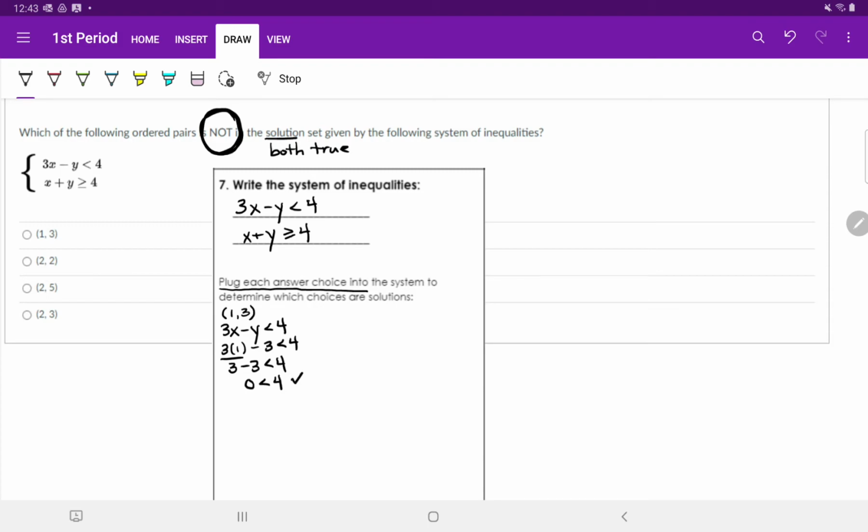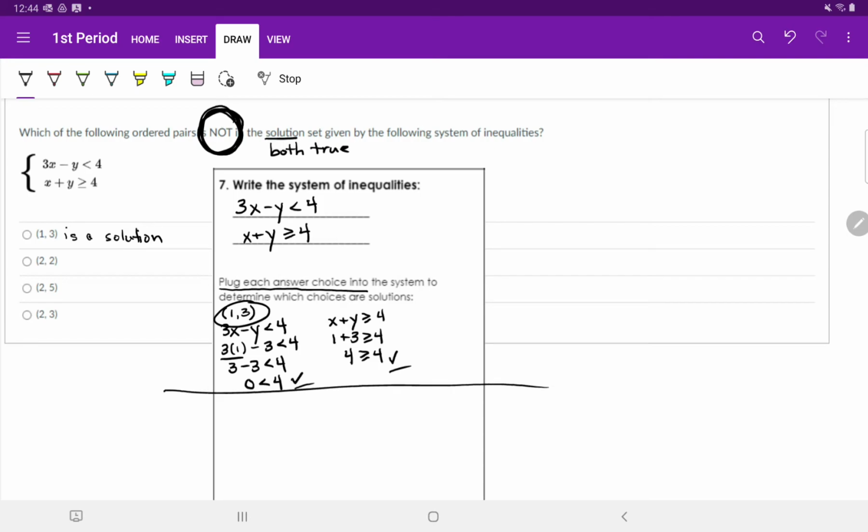That is true. We have to test the other inequality as well, though, so now we'll plug it into x plus y is greater than or equal to 4. That'll be 1 plus 3 is greater than or equal to 4, which gives us 4 is greater than or equal to 4. 4 is equal to 4. So it is actually greater than or equal to itself. So this is a solution here. So 1, 3 is a solution to both of our inequalities, which means it is a solution to the system. Well, what we're trying to find is the point that's not a solution to the system. So since this is a solution, this is not going to be our answer.